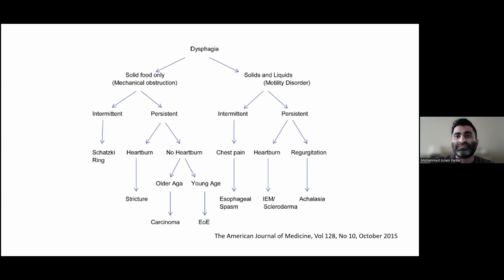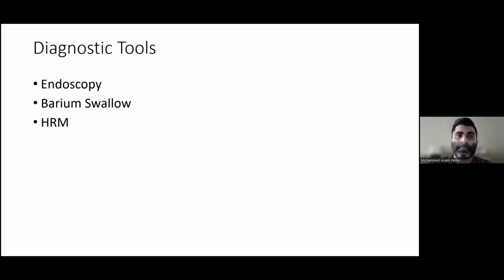So broadly, dysphagia can be divided into mechanical obstruction and motility disorders in terms of etiology. Mechanical obstruction would include your rings, your webs, your strictures, carcinoma, and then importantly EoE as well. And then your motility disorders would include your achalasia, ineffective esophageal motility, esophageal spasm, and systemic sclerosis. In terms of diagnostic tools, we have endoscopy, barium swallow, high-resolution manometry, and then one maybe to just add on here is also esophageal biopsies.